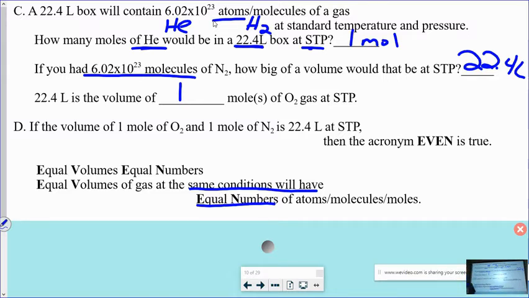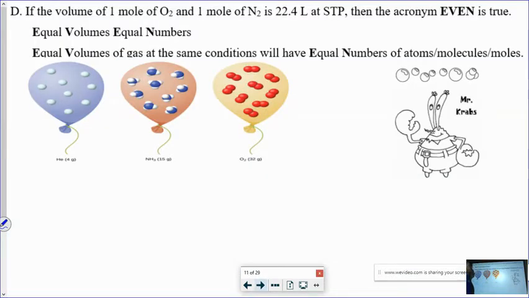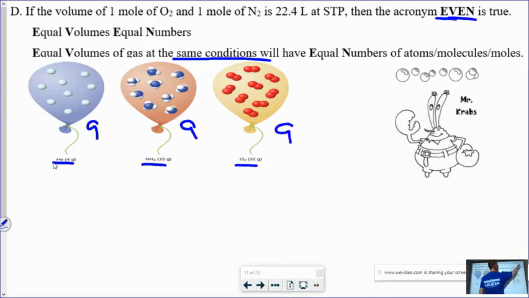We're going to be using that principle a lot. So here I have 3 different balloons. I have 1 mole of helium, I have 1 mole of ammonia, and I have 1 mole of oxygen gas in there. If they're all under the same conditions, the EVEN principle will work. They'll have the same number of molecules. And this has 9 atoms in that one, this has 9 molecules, and this has 9 molecules. So EVEN, equal volumes, equal numbers. Equal volumes under the same conditions have equal numbers of particles. And by particles, I'm talking about molecules or atoms.